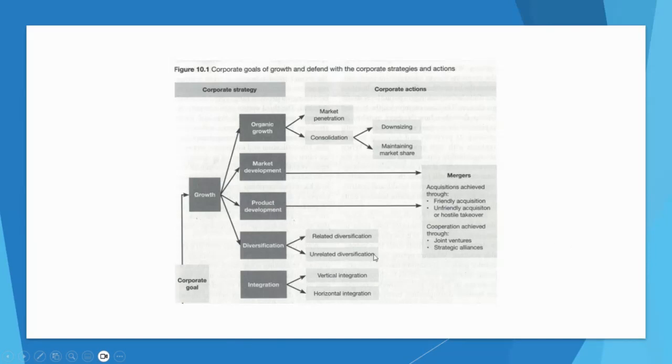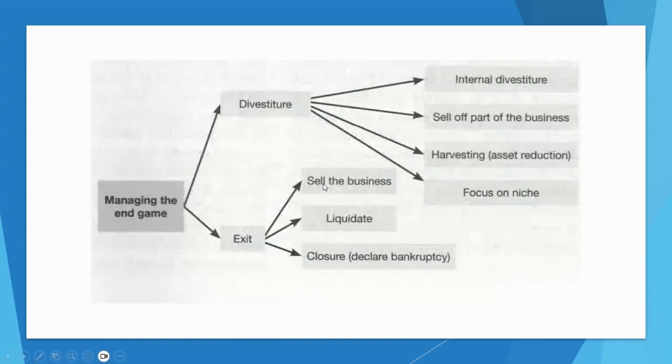And you can see some of the other mergers, joining with another organization or working together. Joint ventures, where you create a whole new different organization. Strategic alliances, where you work together, but you don't create a new organization.